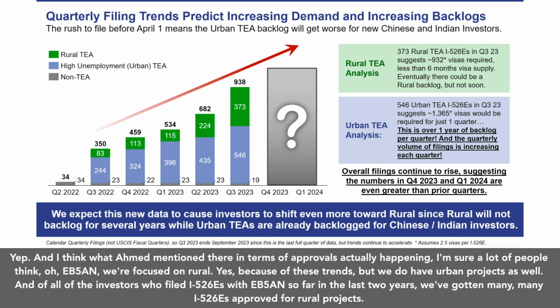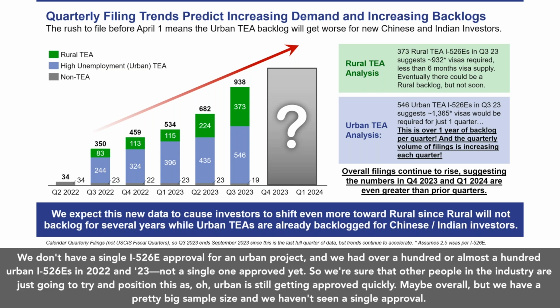Yep, and I think what Ahmed mentioned about approvals actually happening, I'm sure a lot of people think, oh, EB5AN, we're focused on rural. Yes, because of these trends. But we do have urban projects as well. Of all the investors who've filed I-526Es with EB5AN in the last 2 years, we've gotten many I-526Es approved for rural projects. We don't have a single I-526E approval for an urban project. We had almost 100 urban I-526Es in 2022 and 23, not a single one approved yet. So we're sure other people in the industry are going to position this as urban still getting approved quickly, maybe overall, but we have a pretty big sample size and we haven't seen a single approval.